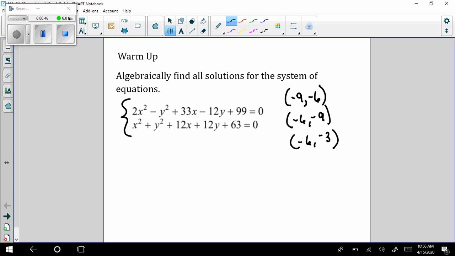So on this one, just to get you started, you can see that your y squareds cancel and your 12y's cancel. So go through and add them together, solve for your 2x values, which you can see is -6 and -9, and then plug those back in and solve for y. So you can work through that one on your own.